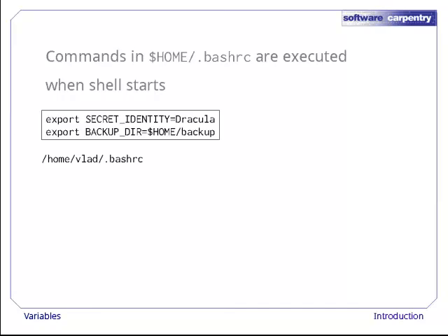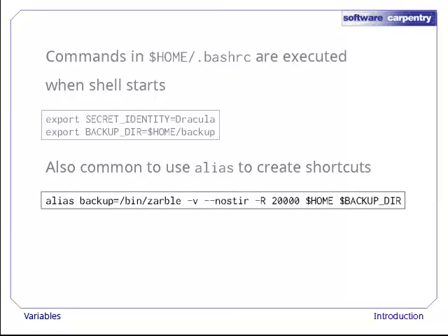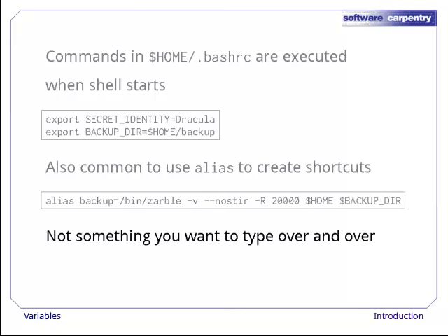For example, here are two lines in Vlad's .bashrc file. These two lines create the variables SECRET_IDENTITY and BACKUP_DIR, give them values, and export them so that any programs the shell runs can see them as well. And while we're here, it's also common to use the alias command to create shortcuts for things we frequently type. For example, we can define the alias backup to run /bin/zarble with these arguments. Notice that these arguments include references to some variables, so that if we want to change where we put our backups, we only have to change one variable's value in one place. As you can see, aliases can save us a lot of typing and a lot of typing mistakes.